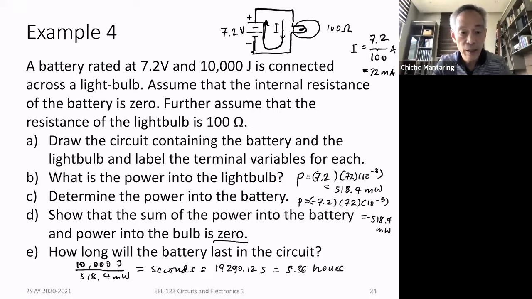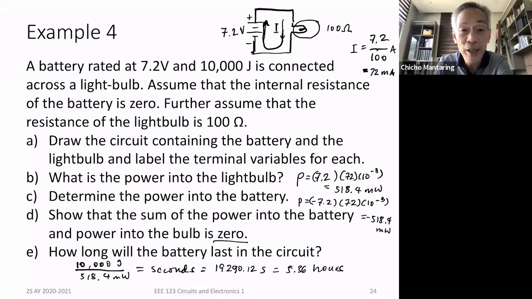Okay. I think I have a couple of questions here. If we have the power delivered, can we just negate that and use it as the power into the battery? Yes, you can, because you know that there's conservation of power. Actually, this illustrates that the total power will be equal to 0.